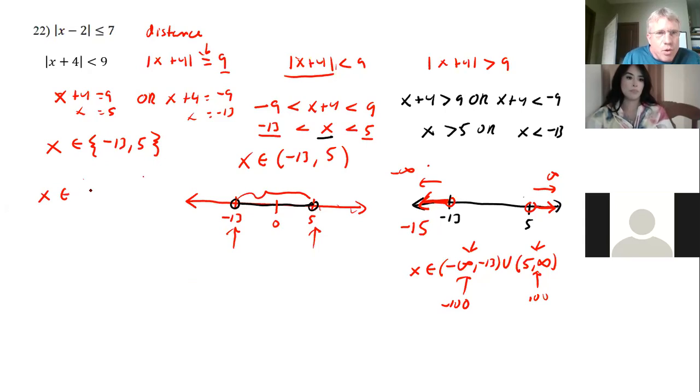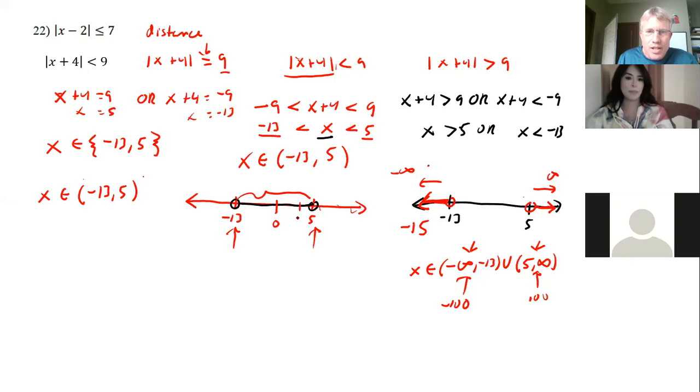When I write it in interval notation like this, I would be saying every number between negative 13 and 5 works. So here, for x plus 4 to be less than a distance of 9, I can be any number between negative 13 and 5. And how many numbers are in there? Between negative 13 and 5, how many numbers are there? 12? No, way more than that. 18? Way more than that. Oh, a lot. Infinity of them.